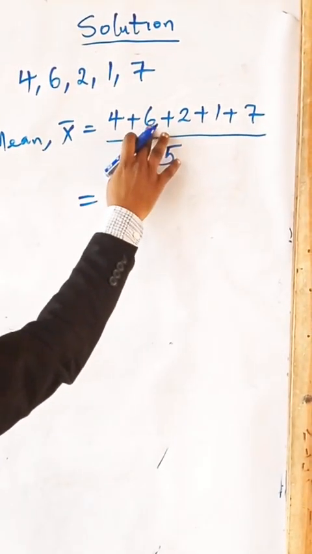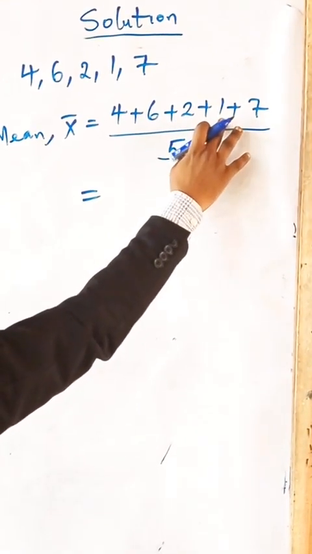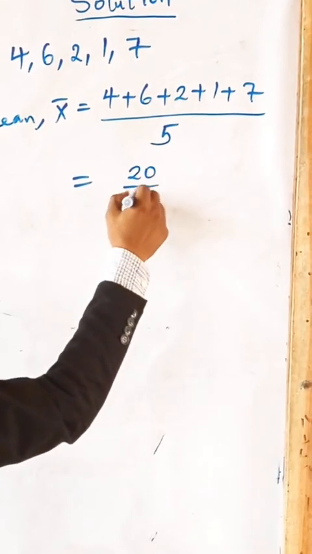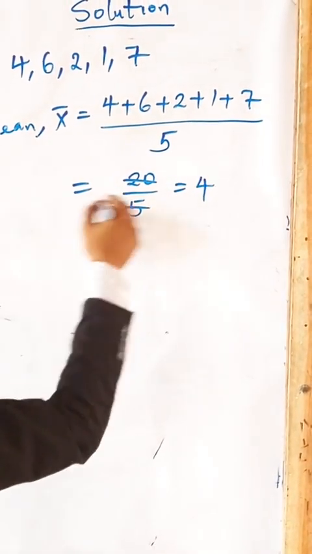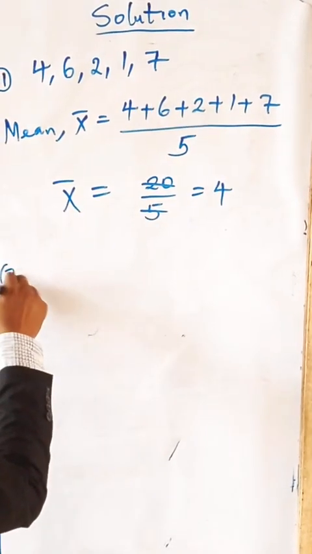So we have 4 plus 6, which will give us 10, plus 2 will give us 12, plus 1 will give us 13, plus 7 will give us 20. So we have 20 over 5, and the answer is equal to 4. So that means the mean, which is s bar, is equal to 4.